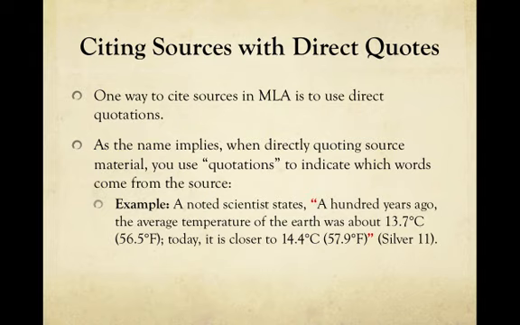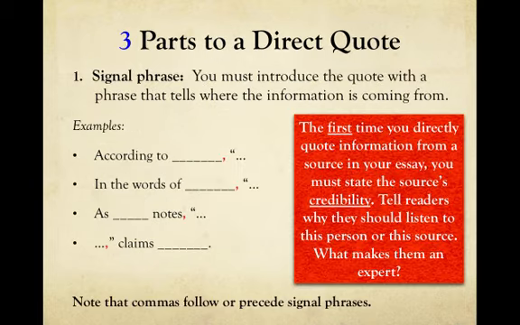So anytime you take words directly from a source, you must put quotations around them. There are three parts to a direct quote. The first part that you must use is what is called a signal phrase. You have to introduce the quote with a phrase that tells where the information is coming from.